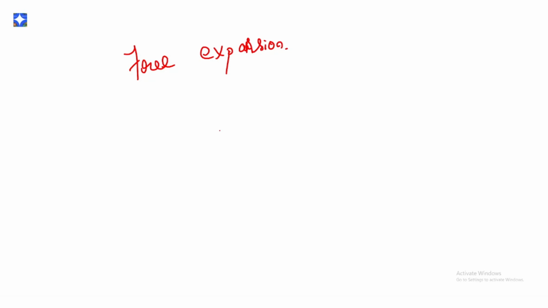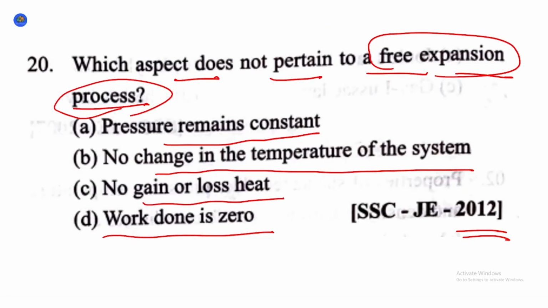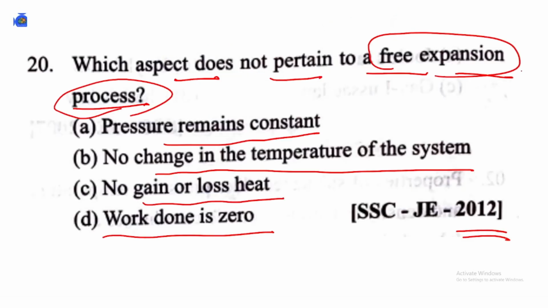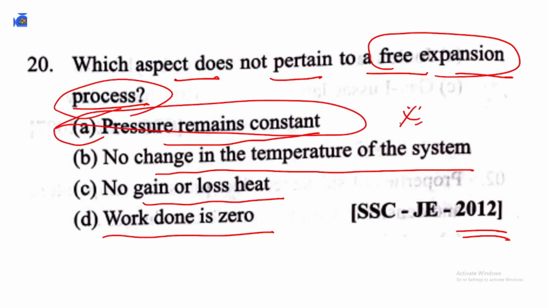In a free expansion process, we know that the work done is 0. But the question asked was actually which aspect does not pertain to free expansion. So I can say that the pressure does not remain constant, which means option A would be the correct answer. For free expansion, you can note down a few points, so that the same question will be repeated here and there. It will be very easy to choose.